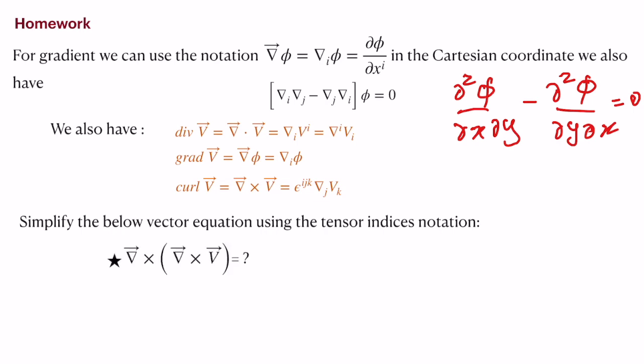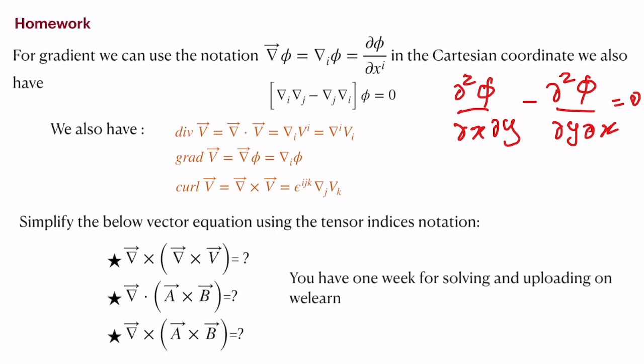So in the homework, you are supposed to simplify that del cross del cross v. You might have done this several times. This is a very important vector operation which comes up in electromagnetic theory, which basically gives the relation between the vector wave equation and its components. Same way, we can have del dot a cross b, and another operation is del cross a cross b. So these equations you have to simplify using the epsilon ijk property or tensor notation. You have 1 week to solve this and upload.